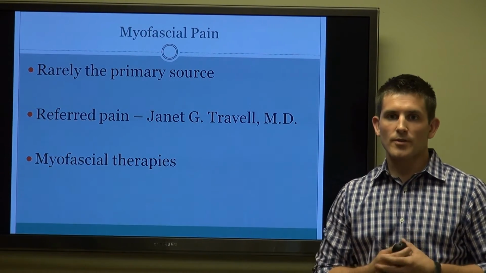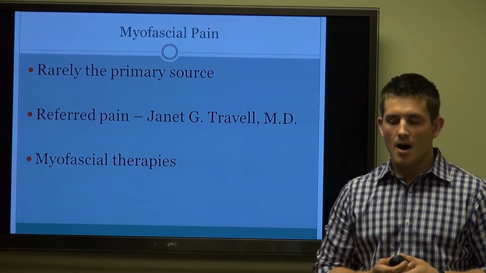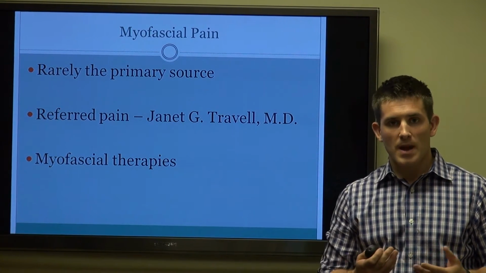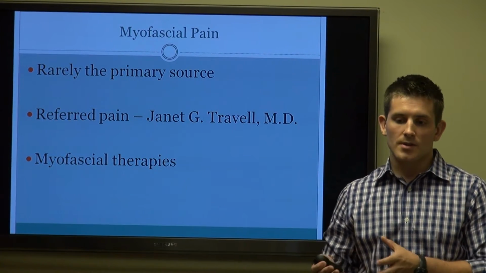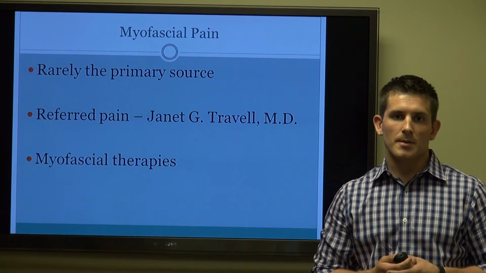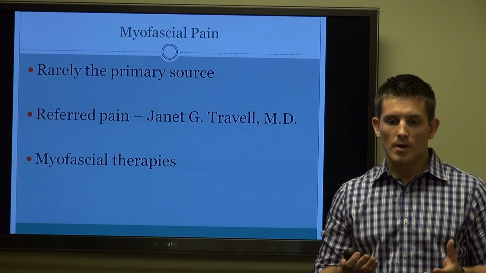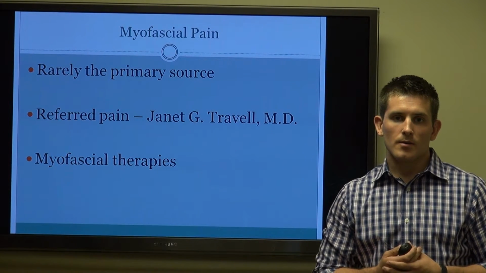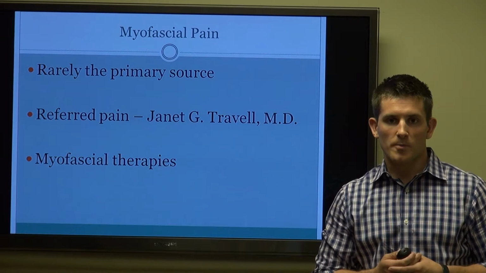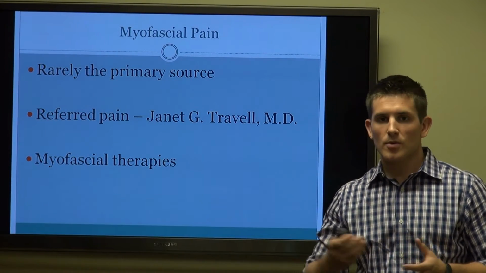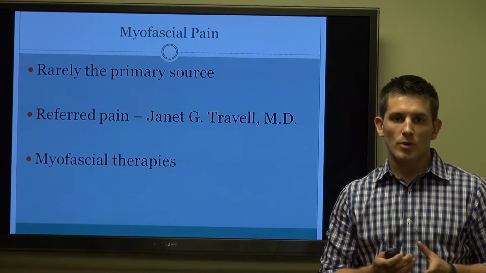So the last pain generator in the spine we look for is myofascial pain, trigger points in the muscles. Occasionally we do see them as primary pain generators, but I find they're rarely the primary source, and generally it's secondary to something else going on in the spine. You can review Dr. Travell's work, which basically mapped out all typical referred pain patterns. And then you would apply, of course, myofascial therapy, stretching, things of that nature if it was solely myofascial pain.